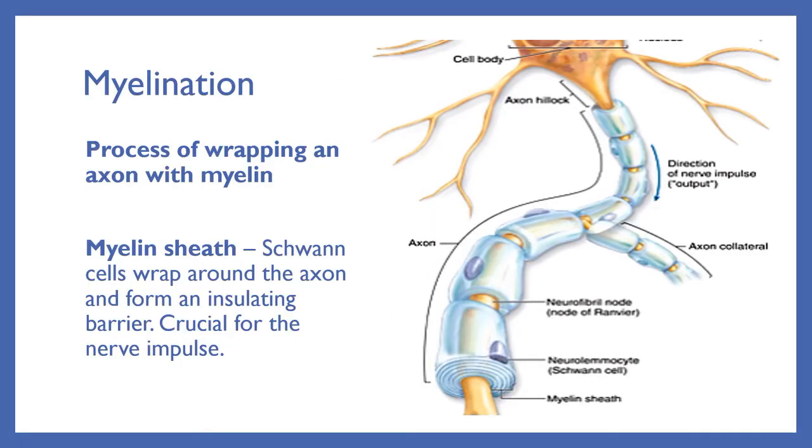Your body does a process called myelination. It wraps your axons with a substance called myelin. This myelin sheath that is produced is from ganglion cells called Schwann cells that wrap around the axon and form an insulating barrier. It's crucial for the nerve impulse to be able to travel that long distance.